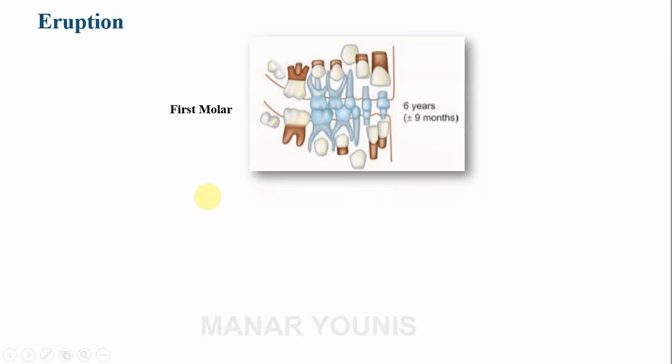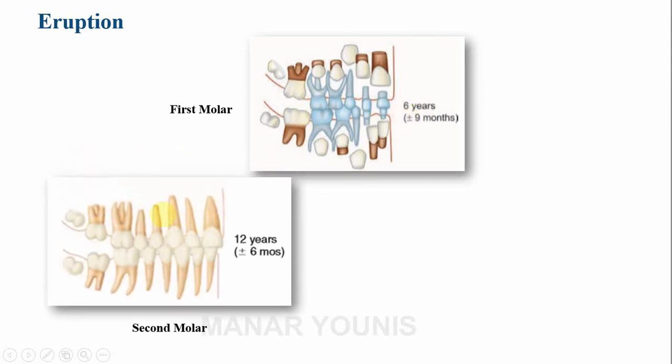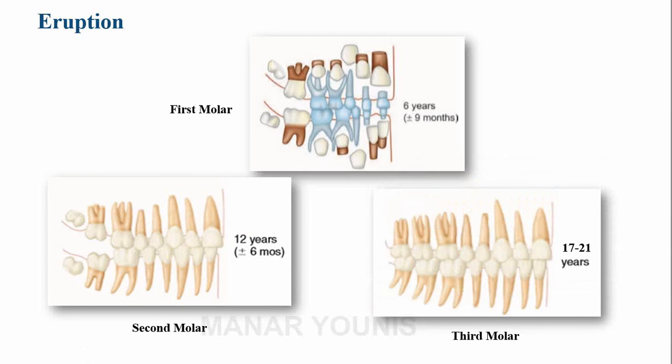Regarding the eruption and the first evidence of calcification, the first molar shows the first evidence of calcification at birth. So they are considered, whether they were maxillary or mandibular, the first teeth to show evidence of calcification, and they are the first teeth to erupt into the oral cavity at the age of 6. The second molars erupt at the age of 12 years, at the end of the mixed dentition period and the beginning of permanent dentition period.